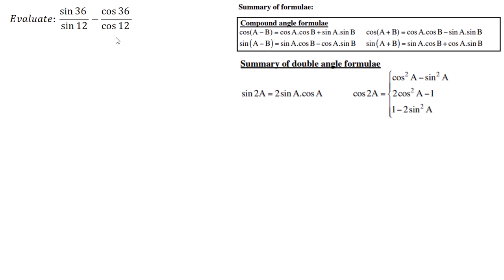Whenever you are adding or subtracting fractions, you want to make sure that you change them to become a single fraction. In this case, we have two fractions, this and this. We want to make them a single fraction. So how do we do that?